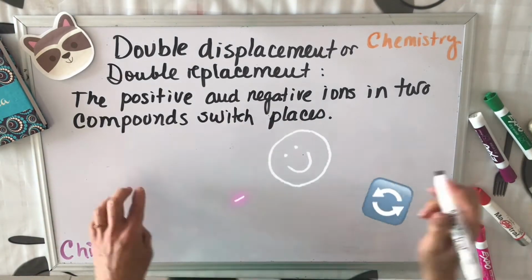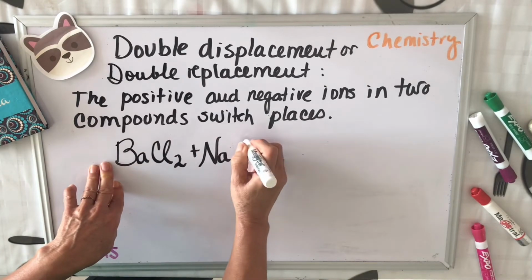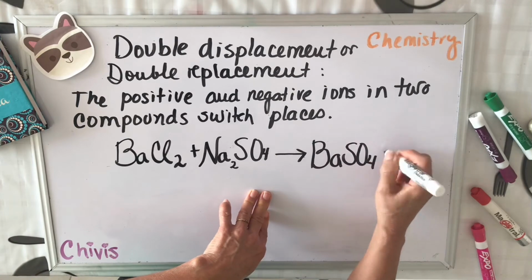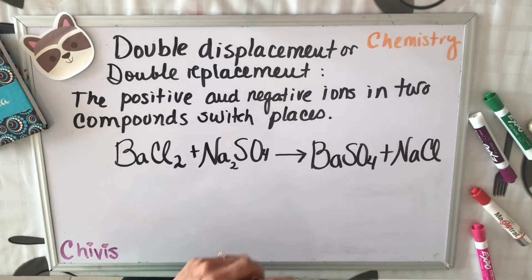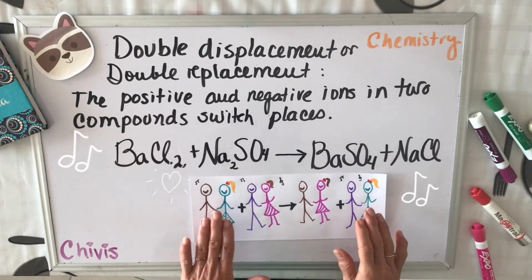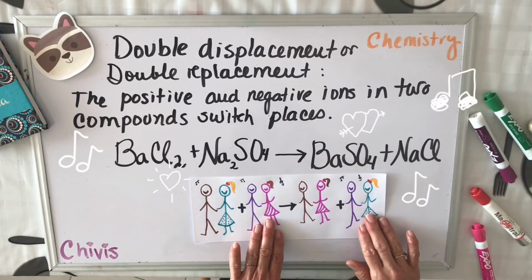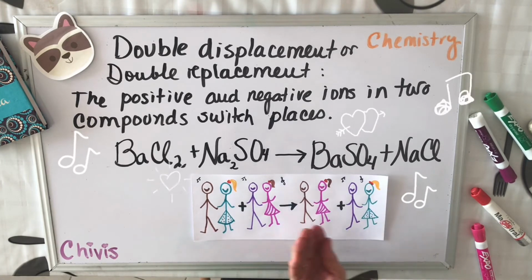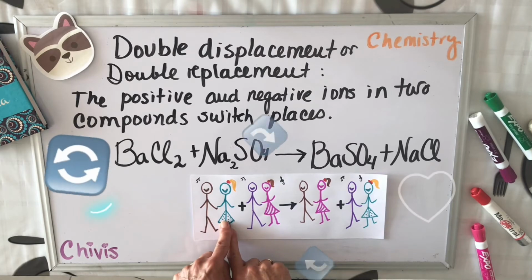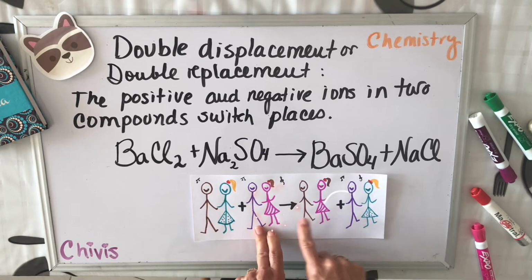Here is an example. BaCl2 plus NaSO4 produces BaSO4 plus NaCl. We can explain this example like this. We have two dancing couples, and both girls want to change partners between them. So, when the music ends, they switch places and new dancing couples are formed.